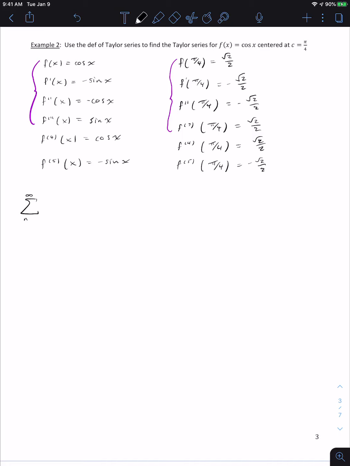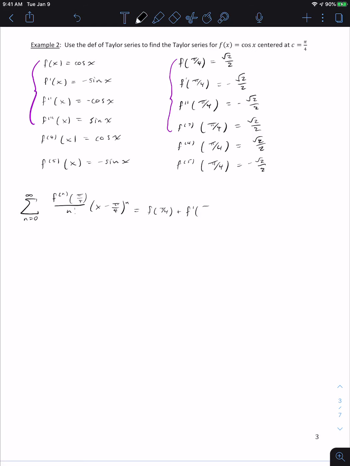My Taylor series looks like, let's see here, the sum of the nth derivative of f at pi over 4 divided by n factorial, times x minus pi over 4 to the nth power. Right, so what does this look like? This looks like f of pi over 4 plus f prime at pi over 4. Whoops, that one doesn't need to be over anything.